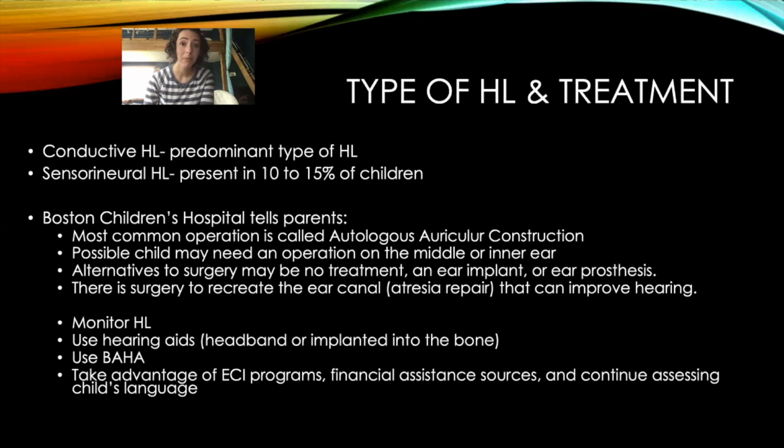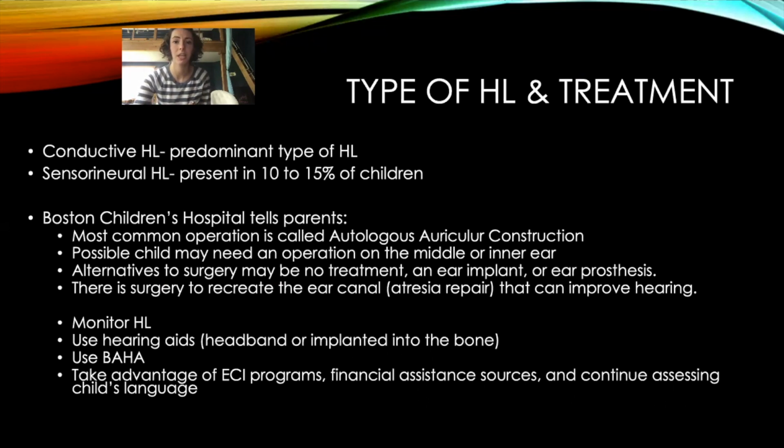The most common type of operation is called autologous auricular construction. During the operation, surgeons will take cartilage from the child's rib cage and use it to plant a new ear on the affected side of the head. So the process uses the child's own tissue, which is awesome, because this new ear, if it's ever injured, can heal itself just as a natural ear would.